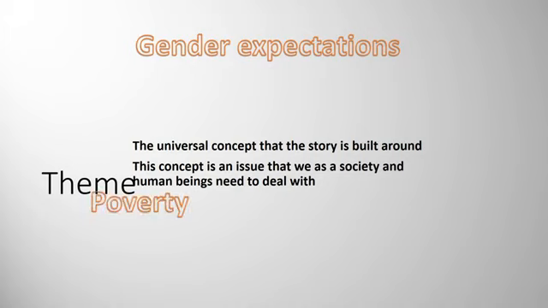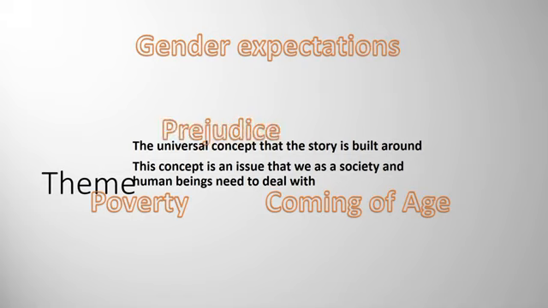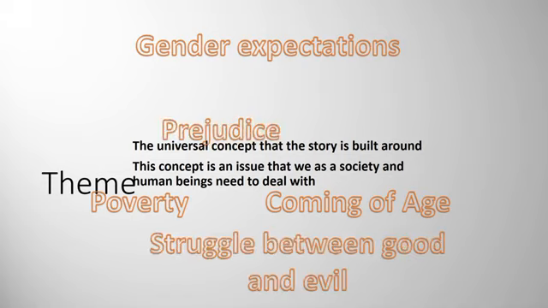Poverty. How do we make sure that everybody has food and shelter? Coming of age. What are the things people go through as they're going through that transition from being a teenager to an adult? Prejudice. The struggle between good and evil. Repression of women. All sorts of different things that we could look at, these issues that could be a theme that we're going to pull from the story.